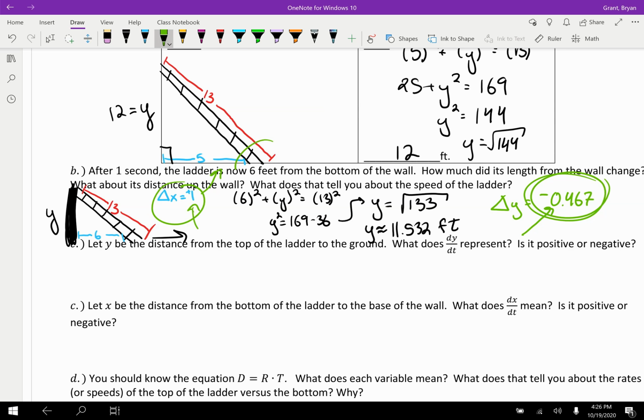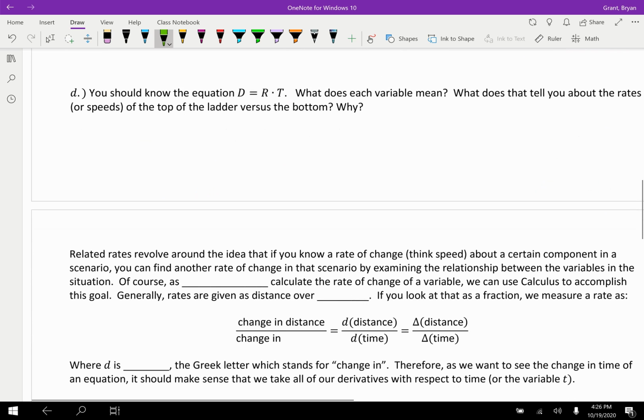And so however fast this guy's moving, this is the same amount of time, right? This is over 1 second. Over 1 second, this moved 1 foot per that second. However, the height decreased by 0.467 feet per that second. And so that means that if someone's standing up here versus someone standing down here, they're actually moving at 2 different speeds. Again, this is a little bit wild to me.